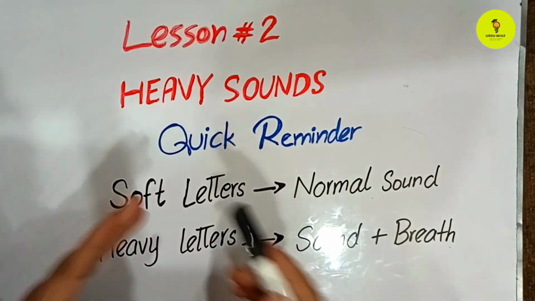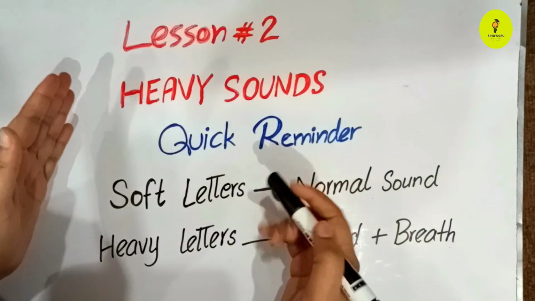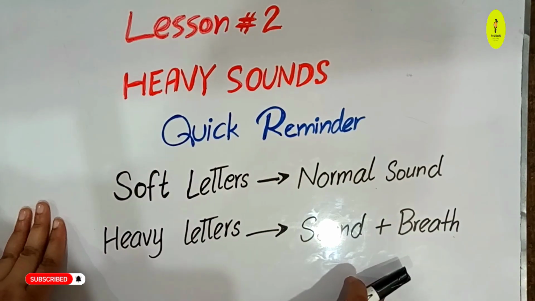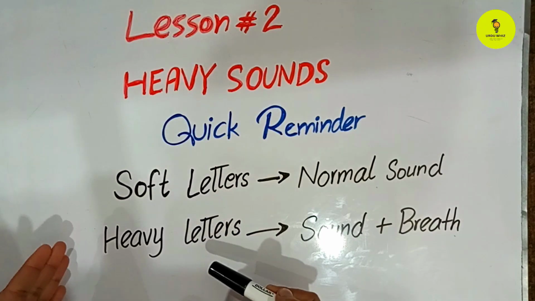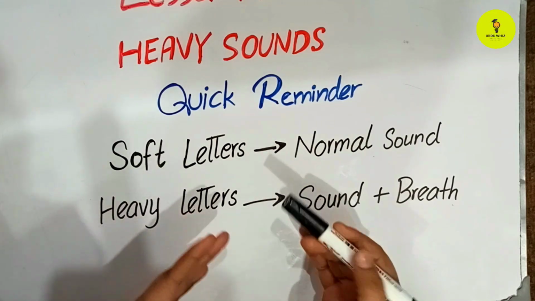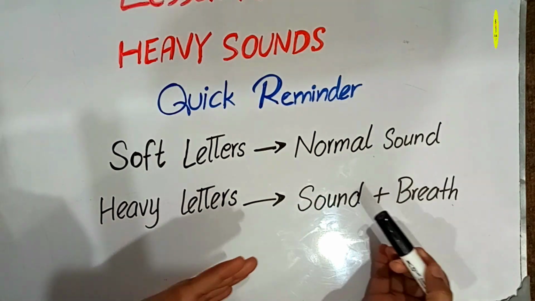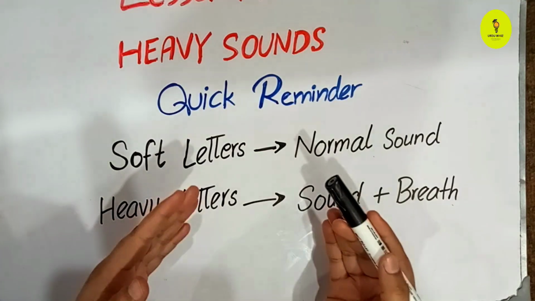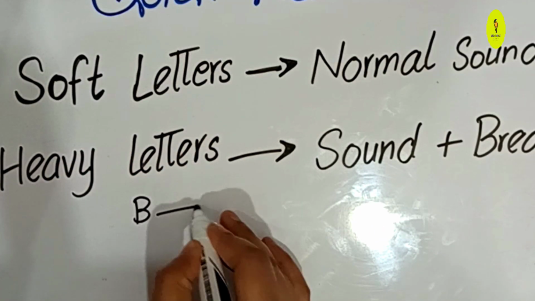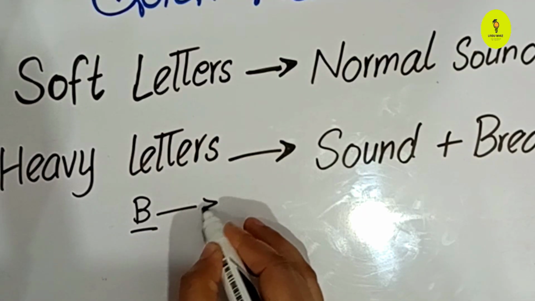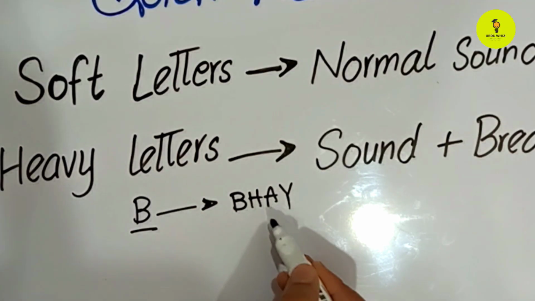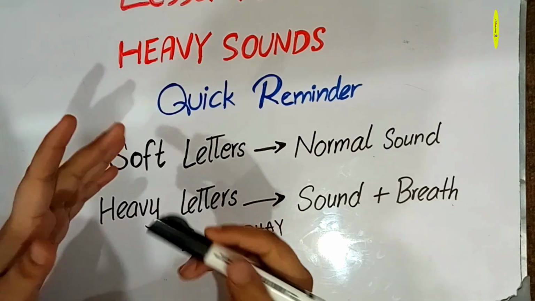Let's continue. Here is a quick reminder of our previous lesson. This is lesson number 2, and I am talking about lesson number 1, in which we learned the soft sound and the heavy sounds definition. Soft letters are normal sounds. When we pronounce heavy letters, they sound plus breath, just like bay and bhe. This is the simple sound and this is its heavy sound. Let's start today's video.